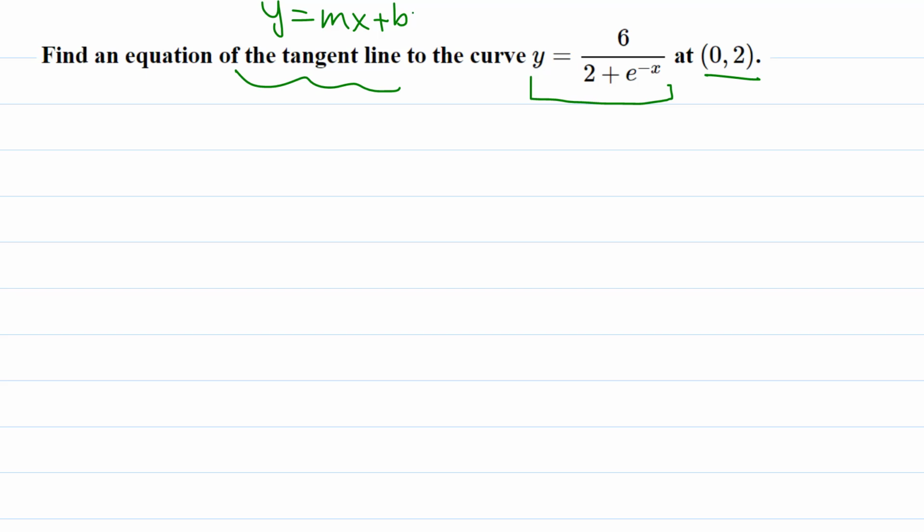To determine b, we need a point, which is given. So we need to determine slope m. Slope of tangent line means find the derivative y prime and evaluate y prime at 0, 2. Pretty much x means plug in x equals 0. Okay, so let's find the derivative.